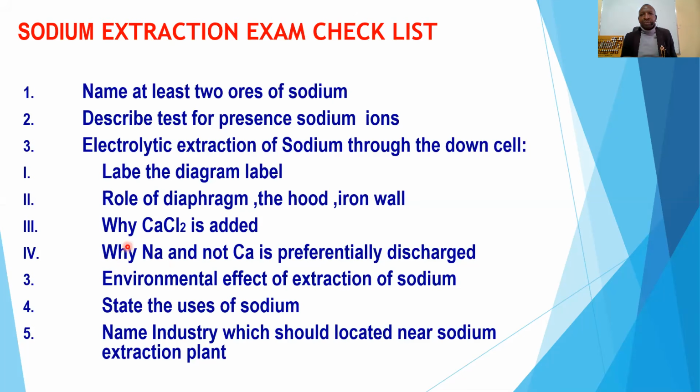And something that is not captured here: you also need to be able to explain why, after some time, we're also going to have calcium being discharged at the cathode. What properties of calcium make it possible to be separated from molten sodium? So watch until the end. Work with me as I try to navigate this interesting topic.